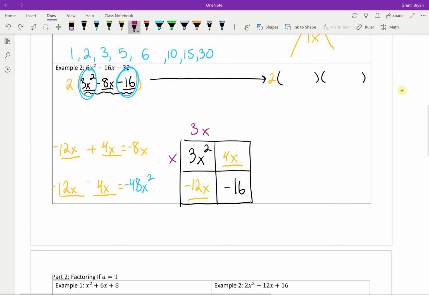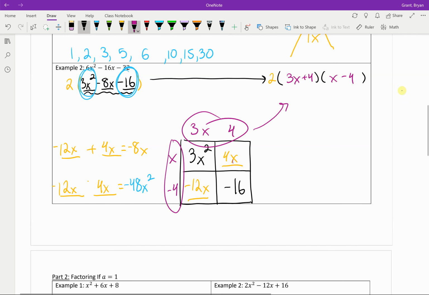We're just going to reverse engineer the rest. X times 4 is 4x. 3x times negative 4 is negative 12x. Bonus box, negative 4 times 4 is negative 16. It looks like we've done everything right. So final answer, I'm just going to write everything up here. 2 times 3x with a positive 4 and an x with a negative 4, right? We just took these two, put it up there, and we are set.